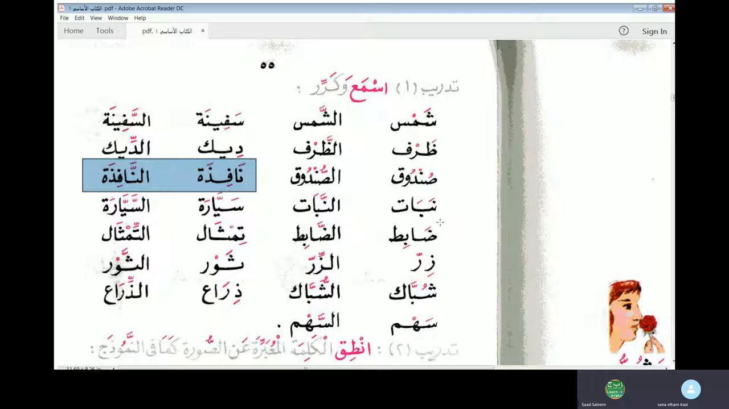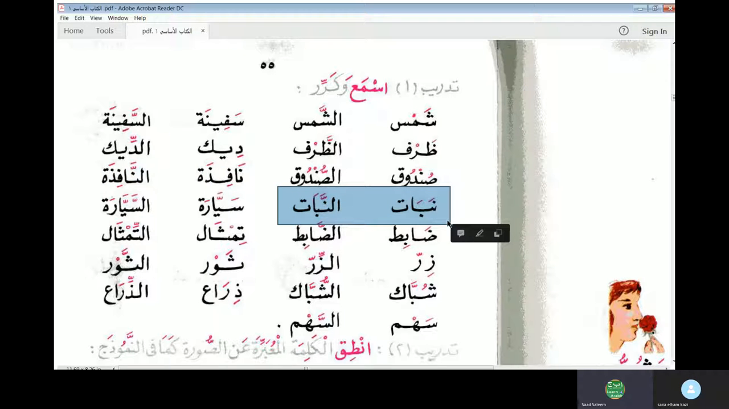Window, and nafidha is the window. Nabat, plants. What is that? Flower, plants, greenery, vegetation. Plants, vegetation, greenery. Sayyara, car. As-sayyara, the car.